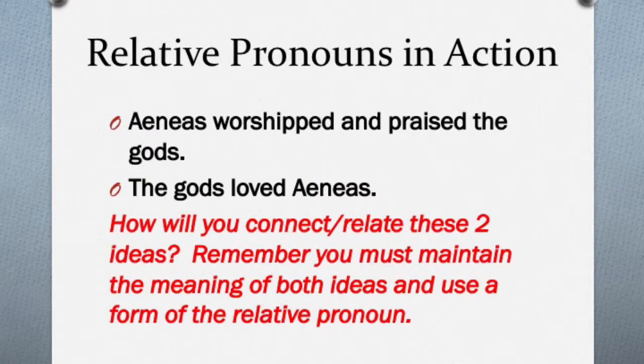In my opinion, the most effective and efficient way to combine these sentences and communicate the correct idea is this. Aeneas worshipped and praised the gods who loved him. I could combine them by saying, Aeneas, whom the gods loved, worshipped and praised them. But I don't think that makes a lot of sense. And when I write sentences and communicate ideas, I want my thoughts to be understood. So that's why I think the first choice, Aeneas worshipped and praised the gods who loved him, is the most appropriate way to combine the sentences.